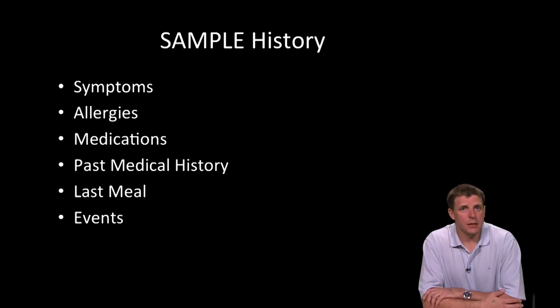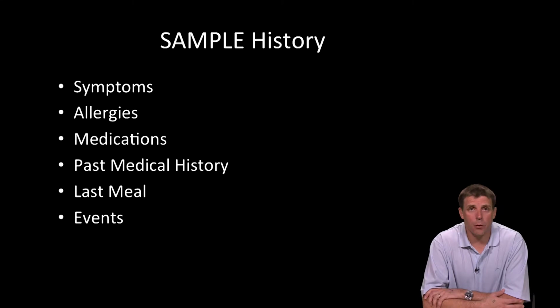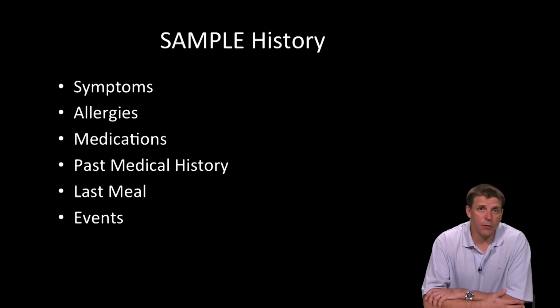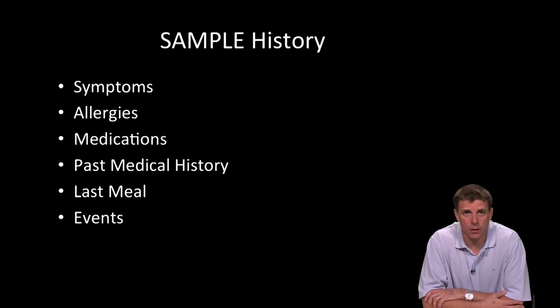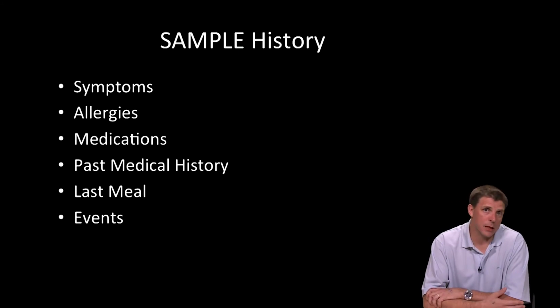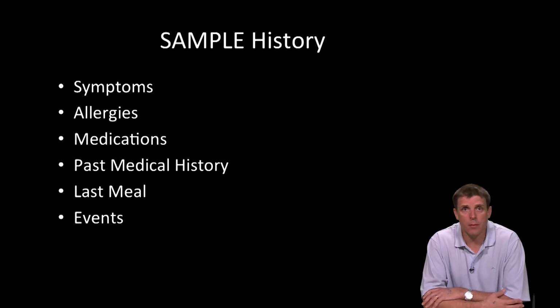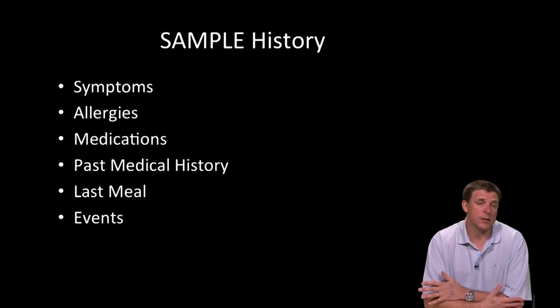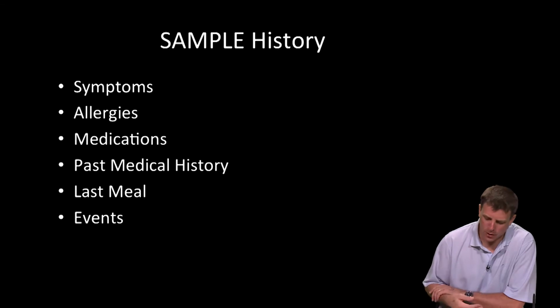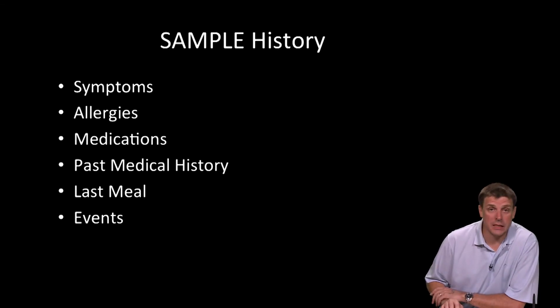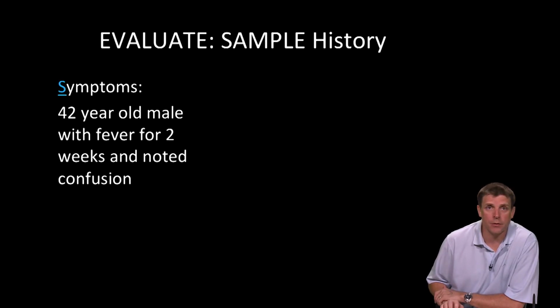So as we've discussed, the SAMPLE history is a good mnemonic for obtaining a relatively complete history of a patient who's presenting in an emergency situation. And S stands for symptoms, A, allergies, M, medications, the P is past medical history, L is last meal, which is of course many times important in patients who may have a surgical condition, and then E, or the events surrounding their presentation and their illness. So this is a mnemonic that helps guide us, and as we're taking history from perhaps the patient or their family, we can remember this mnemonic to help us obtain a complete history.